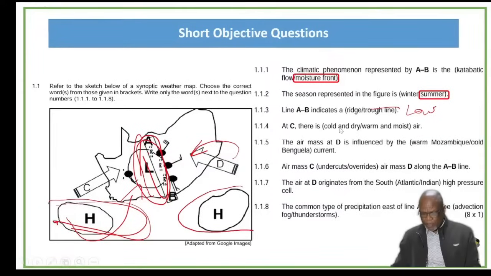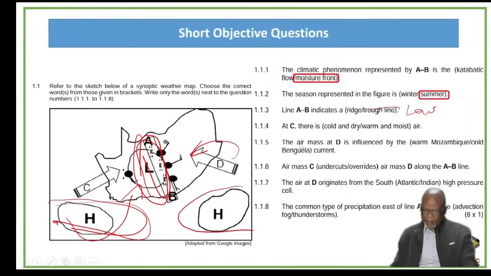So what is the correct one now? The line thunderstorm occurs along the trough line. So this moisture front here is a trough line, because the reason why we have clouds is because the air is rising, and the air will only rise when the temperatures are high. And this is going to result in what you call a trough line. This is a trough line, and it occurs during summer.